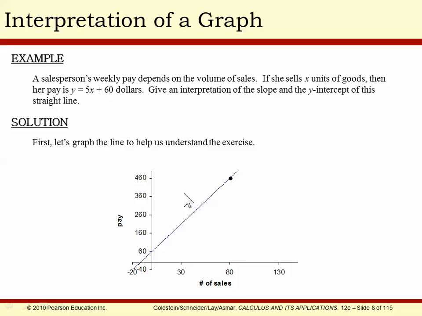$140? Okay. $460. Because 8 times 5 is 40, 8 times 5 is 40 plus 60 is 460. Okay? So what she ends up earning is, remember, just to review, the x-coordinate goes on the left, the y-coordinate goes on the right. So if she sells 80 units, she's going to earn $460.